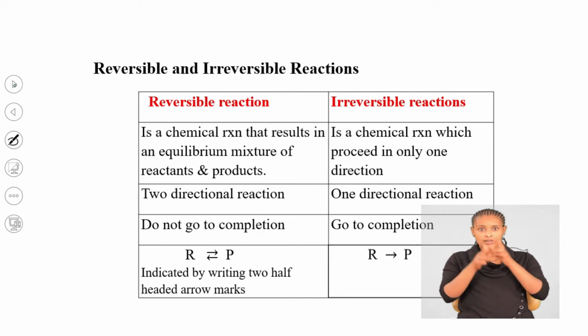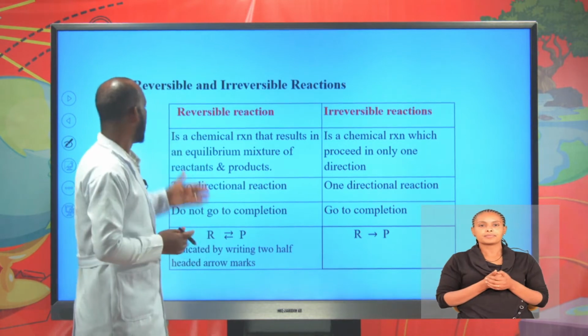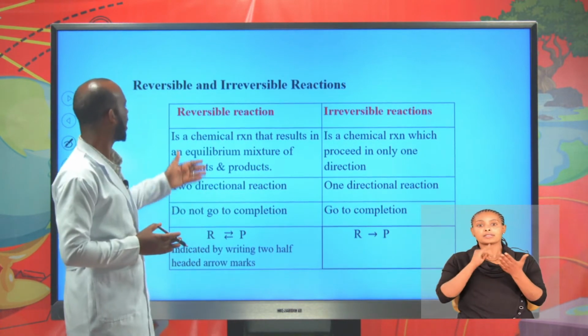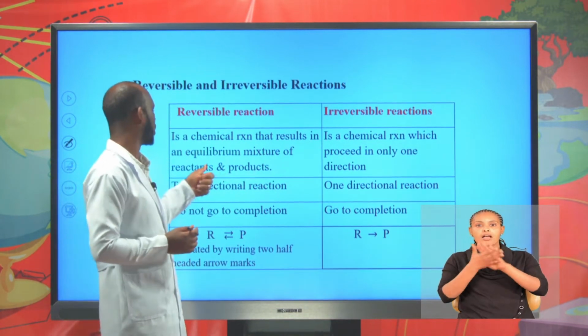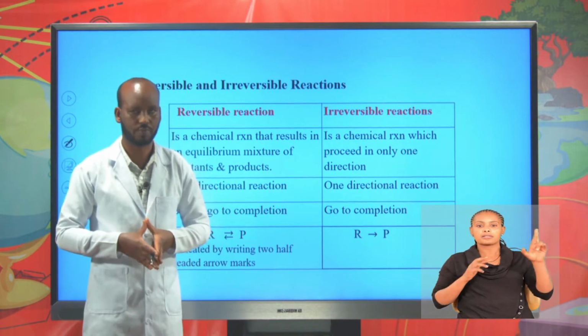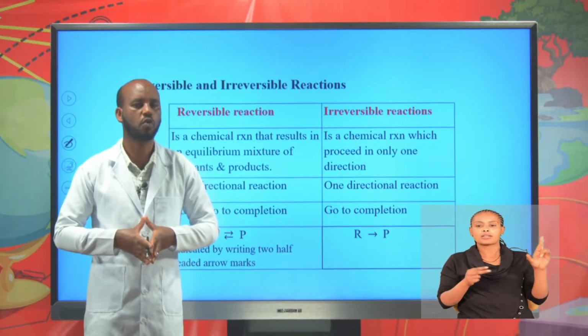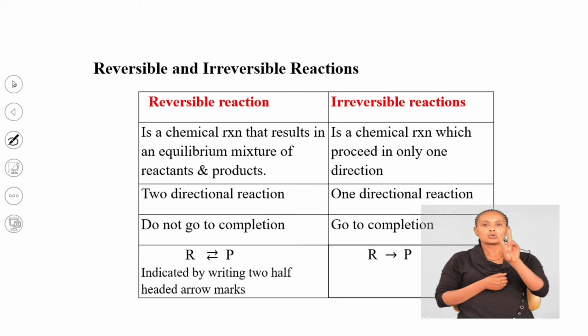Reversible and irreversible reactions. Reversible reaction: this is a chemical reaction that results in an equilibrium mixture of reactants and products. In a reversible reaction, at equilibrium, both reactants and products are present. It is a two-directional reaction.